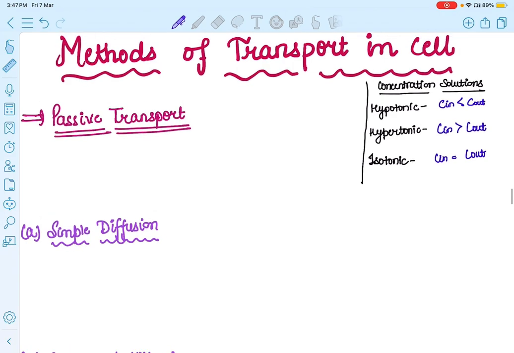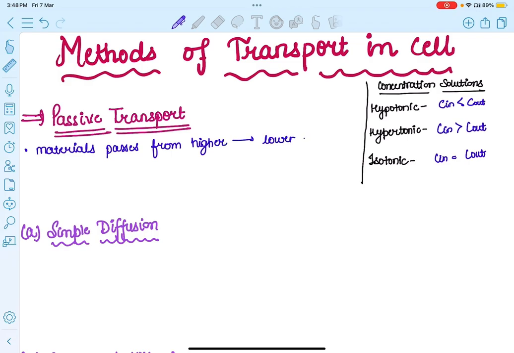Now let's talk about the methods of transport in the cell. There are two methods of transport in the cell: passive transport and active transport. Passive transport basically follows the concentration gradient, where materials pass from higher concentration, remember, higher concentration, to lower concentration. And in this kind of flow, there is no energy expenditure. That is, energy is not required in this case.